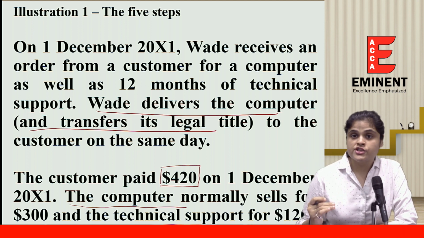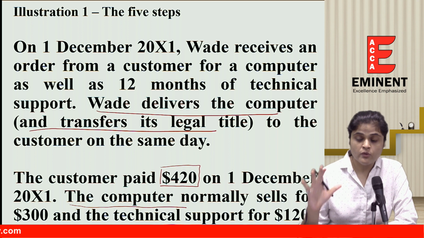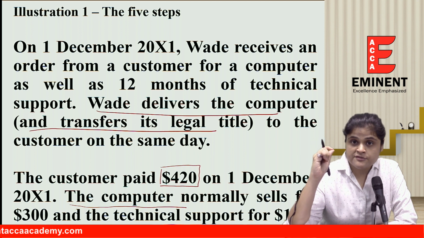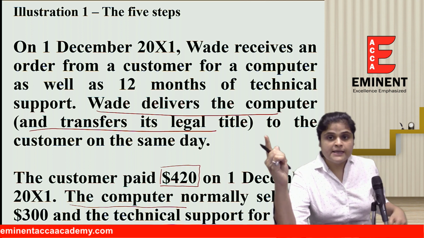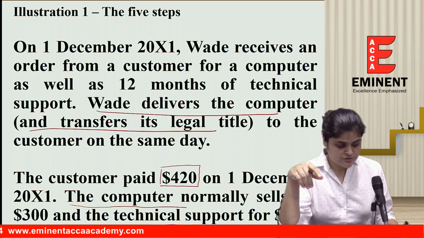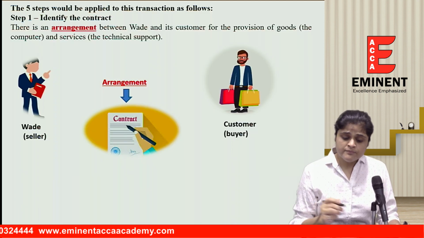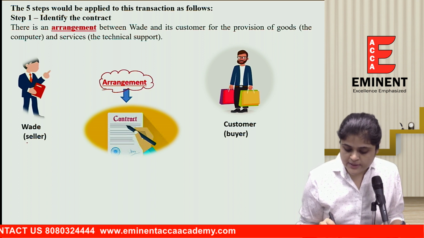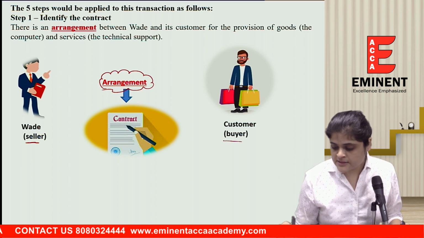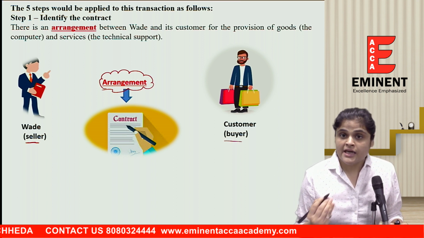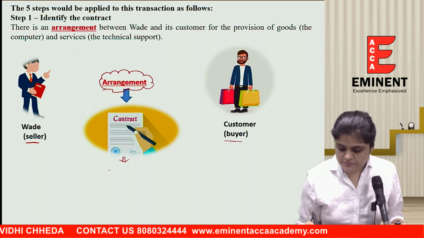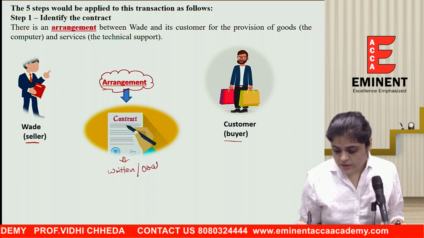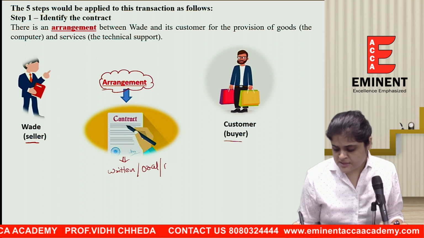Let us divide this question into the 5 steps we have learnt. Firstly, there is a sale, Wade is the seller and IFRS 15 will be applied by Wade. So step number 1 was to identify the contract. So what does that mean? Here there is an arrangement between the seller, who is Wade, and the customer, that is the buyer. When I say arrangement, it can be written, it can be oral, or it can be based on business practices.